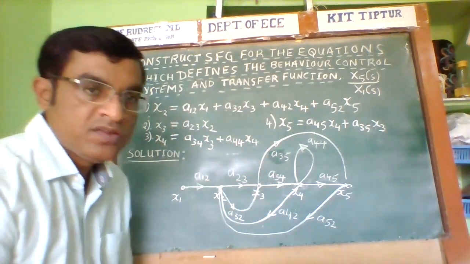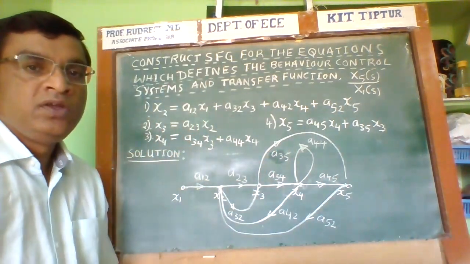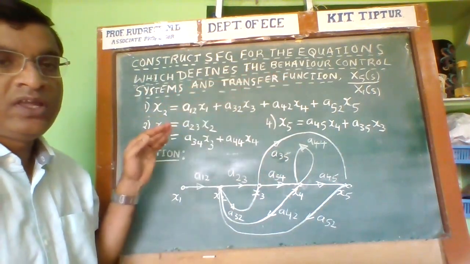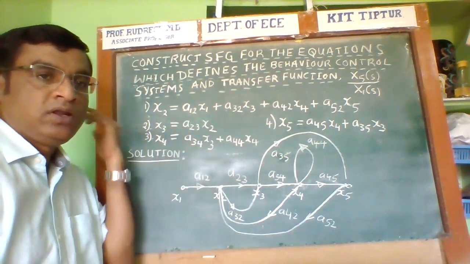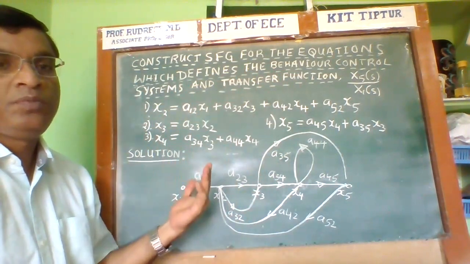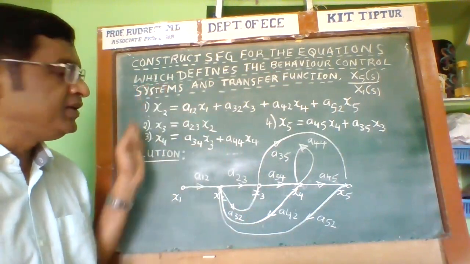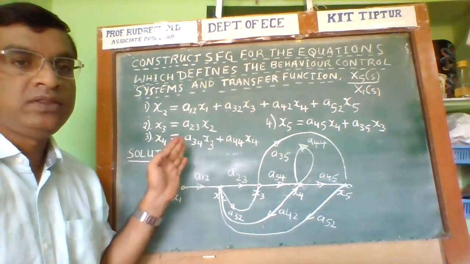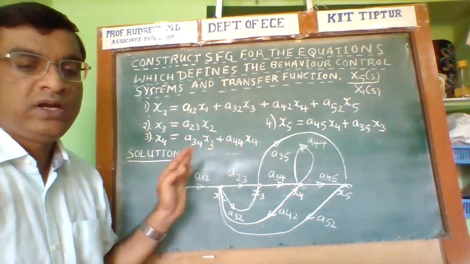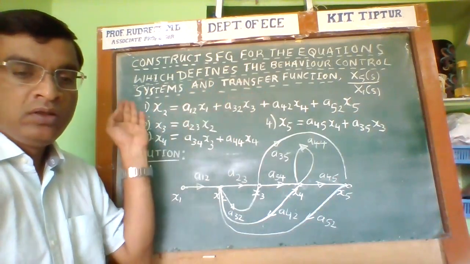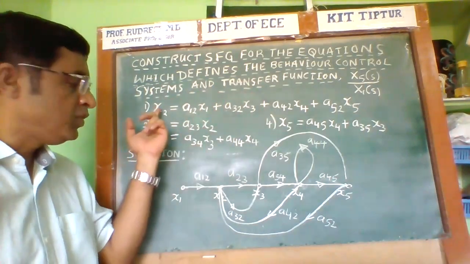This is the way of constructing the signal flow graph if some algebraic equations are given. If some algebraic equations are given, then how to construct a signal flow graph? It is based on this principle: the left-hand side of each equation represents the node, and the quantities on the right-hand side of the equations are inputs to the corresponding node.